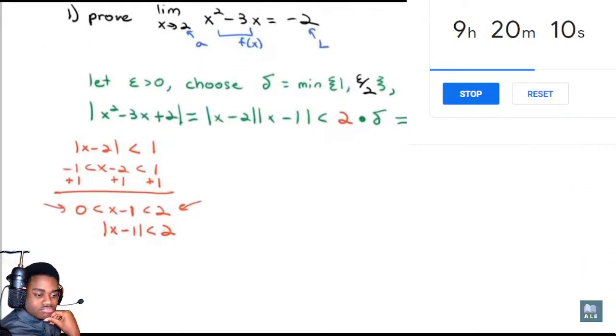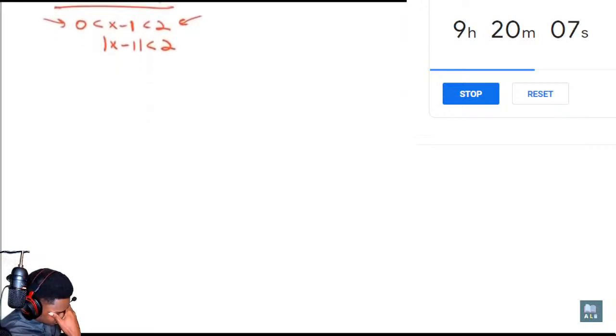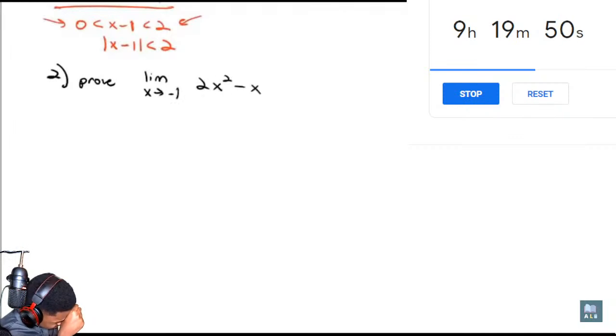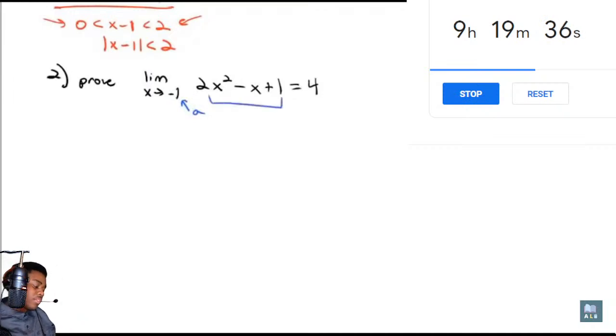Let's do one more quadratic, because these take a little bit more trying to manipulate that second factor in order to figure out what our delta is going to equal. So let's prove that the limit as x approaches -1 of 2x squared minus x plus 1 is equal to 4. Again, identifying the pieces, x is approaching our a. The function is what we're taking the limit of. And the answer, that is L, our limit.